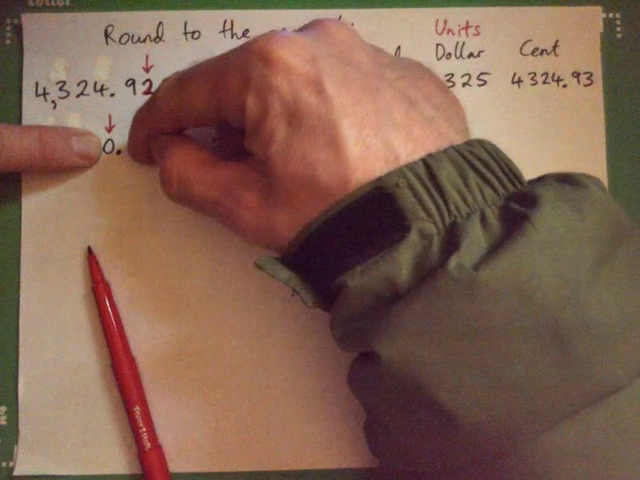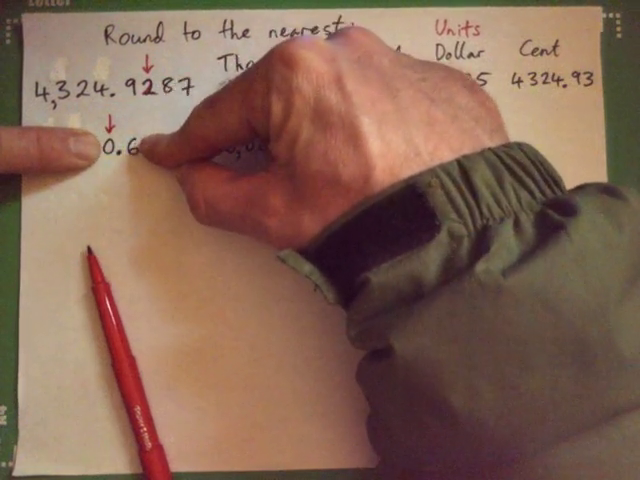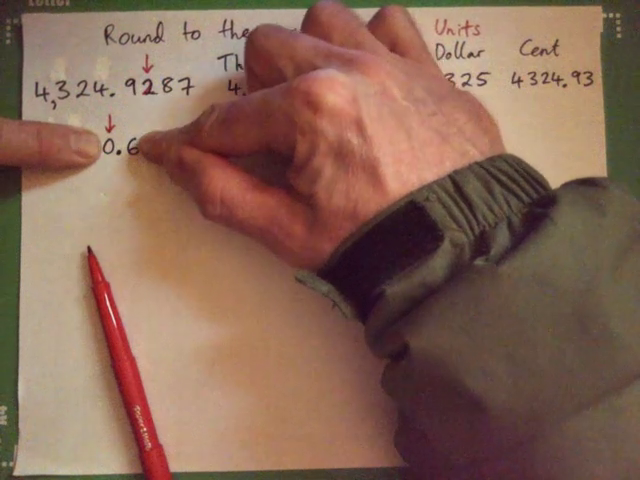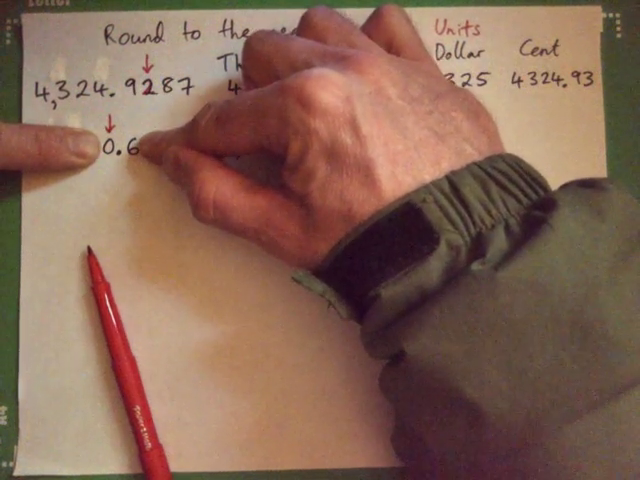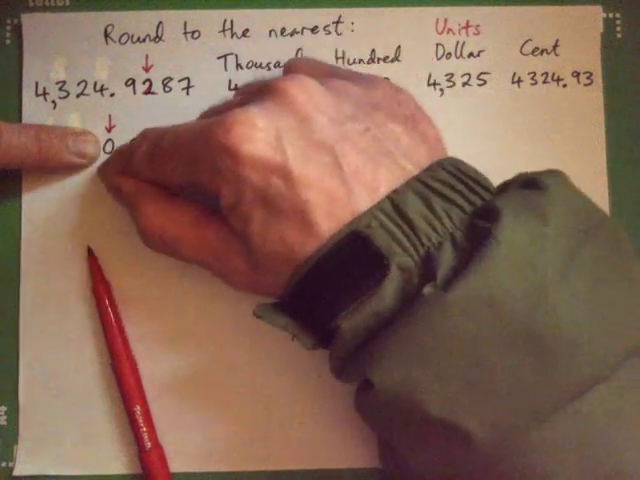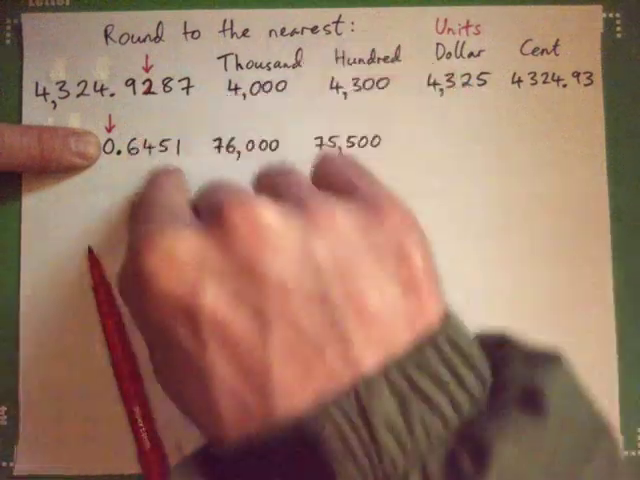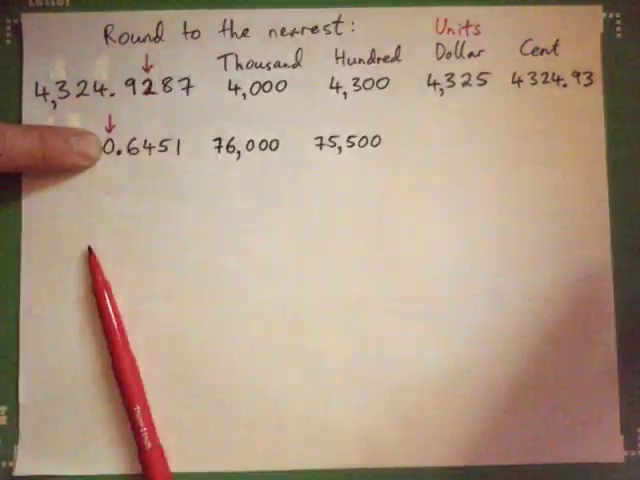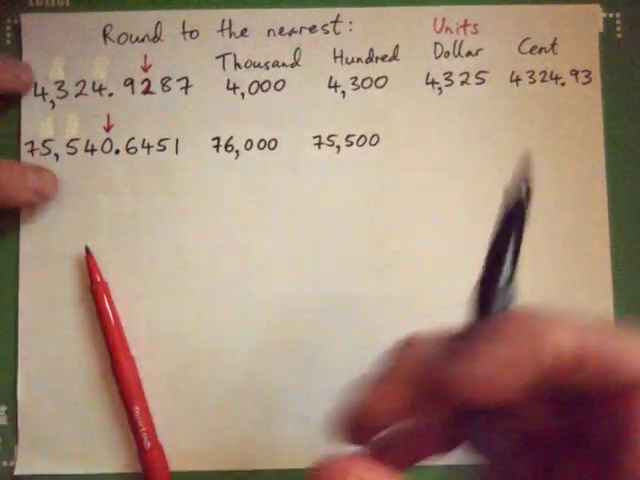If this number is 5 or more, we round up. If it's 4 or less, we round down. Now, do we round up or down? Round up, right? So this 0 is going to become a 1. Everything else stays the same. We forget about everything past here. That's gone. We just want to know, do we go up or down from here?